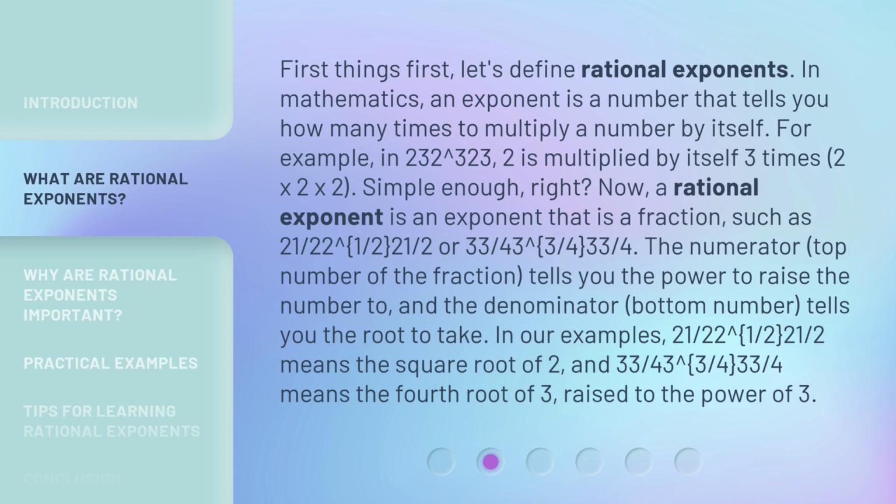2 to the one-half, or 3^(3/4), 3 to the three-fourths. The numerator, the top number of the fraction, tells you the power to raise the number to, and the denominator, the bottom number, tells you the root to take. In our examples, 2^(1/2), 2 to the one-half, means the square root of 2, and 3^(3/4), 3 to the three-fourths, means the fourth root of 3, raised to the power of 3.